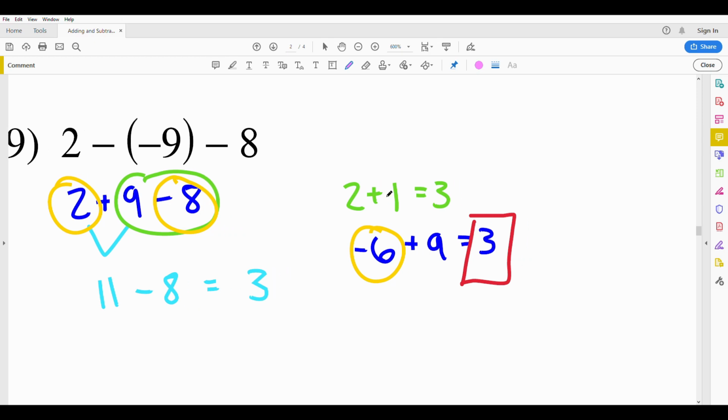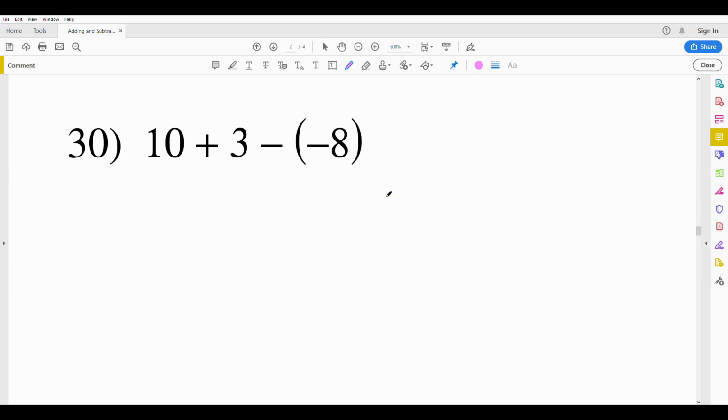Let's move on to number 30. In number 30, we have 10 plus 3 minus a negative 8. So I'm going to rewrite this right away as 10 plus 3 minus a negative is the same as adding a positive. So 3 plus 8. 10 plus 3 is 13. 13 plus 8 is 21.